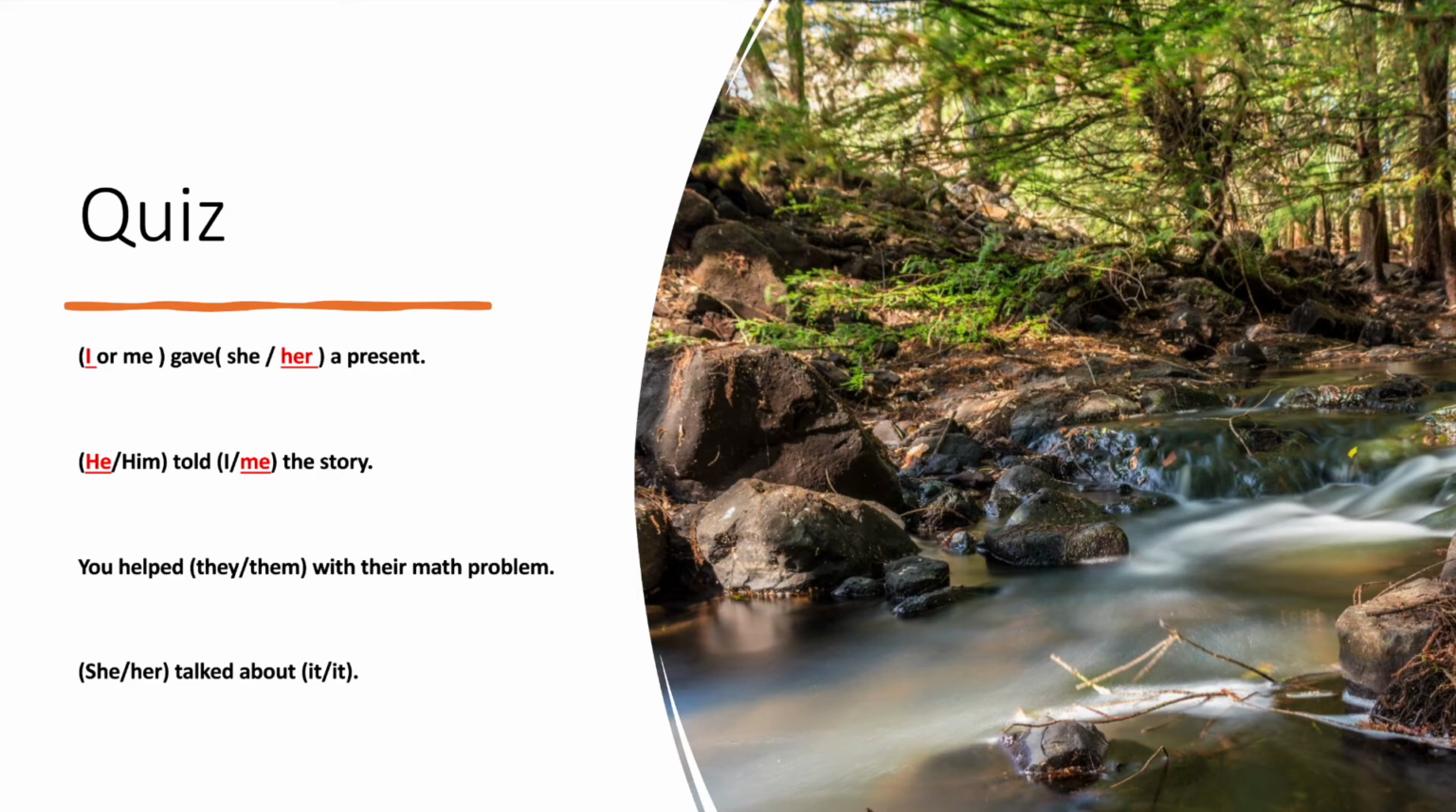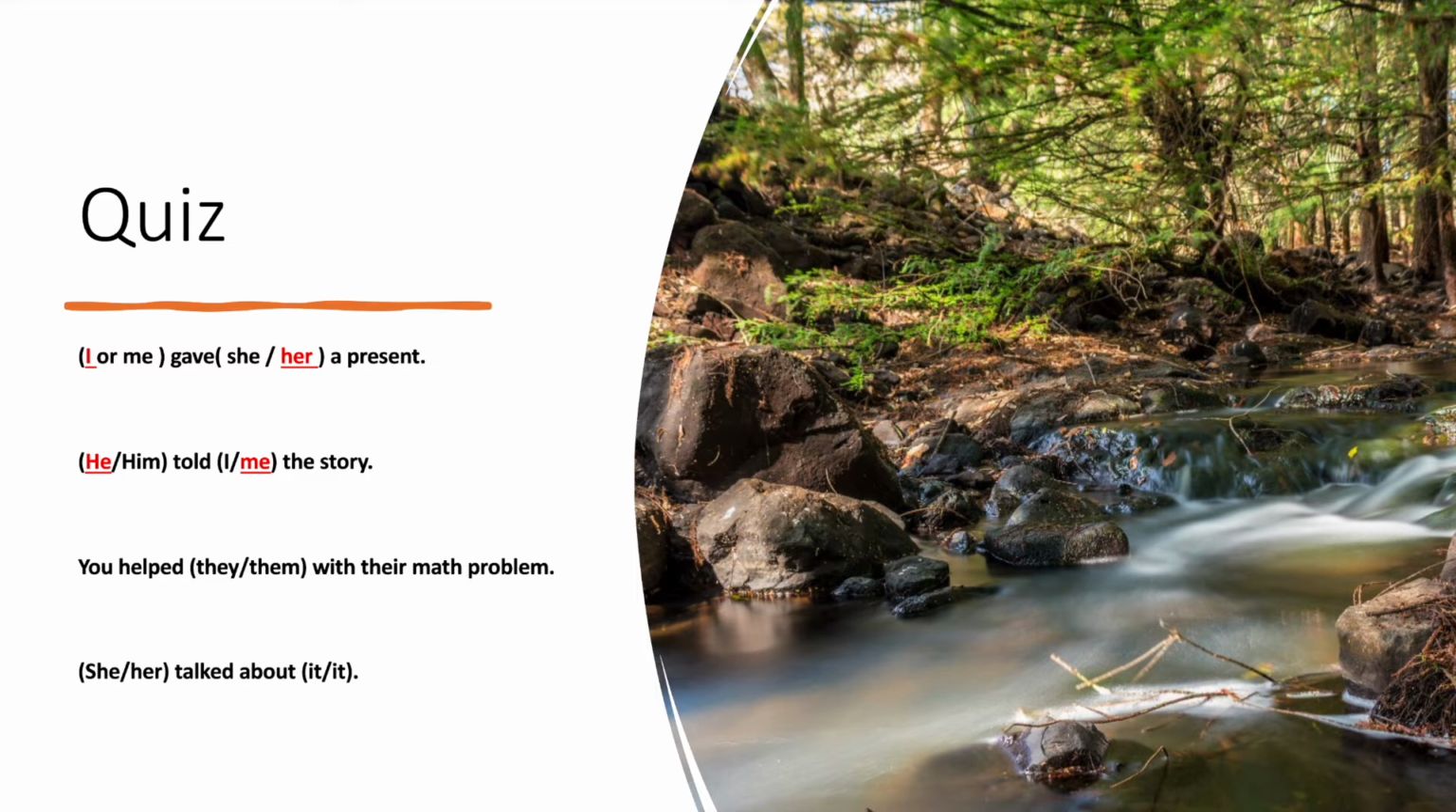And right after that, I will need an object, I or me. I need an object. He told I or me the story. Here, someone is receiving the action. So he told someone the story. Some action is being done on I or me.